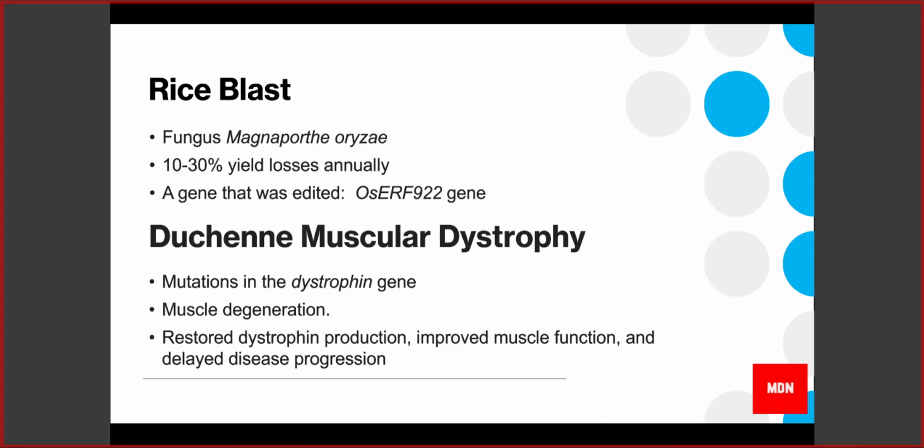So the next thing to talk about is rice blast, which is a plant disease, and it is caused by a fungus called Magnaporthe oryzae, which attacks and destroys rice plants, causing significant yield losses worldwide. And by significant, I mean 10 to 30% yield losses annually, and that's enough to feed 60 million people for a year. So this is a very significant disease, which would be great to treat.